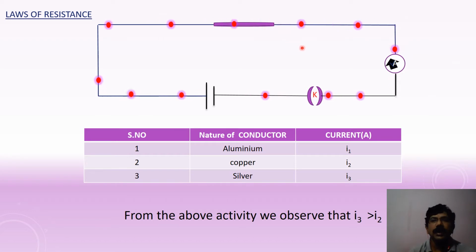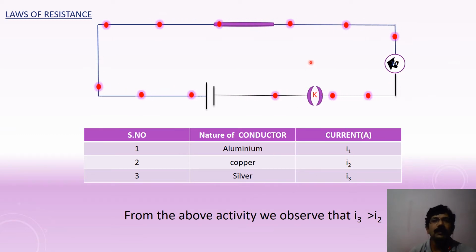I recorded the current flowing through the aluminum conductor with the help of the ammeter, and I recorded it in this table, let it be I1. After that, I replaced this aluminum conductor with copper. Here in the second instance, I have taken copper as the conductor. Now current is flowing. I observed the ammeter reading and recorded it as I2. Clearly I observed that I2 is greater than I1.